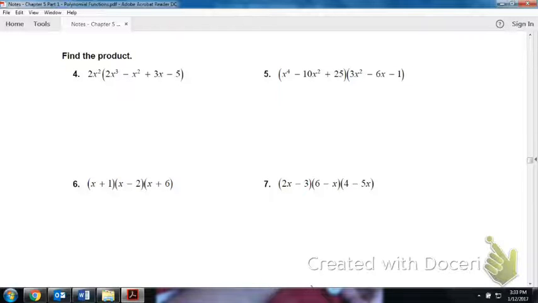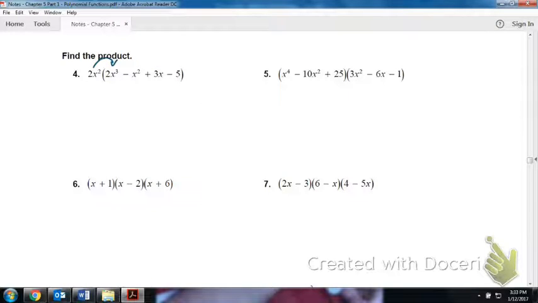All right, numbers 4, 5, 6, 7, 8, 9. We are multiplying. It says find the product, so we are multiplying these out. So essentially, we just start distributing. Okay? So here we go.